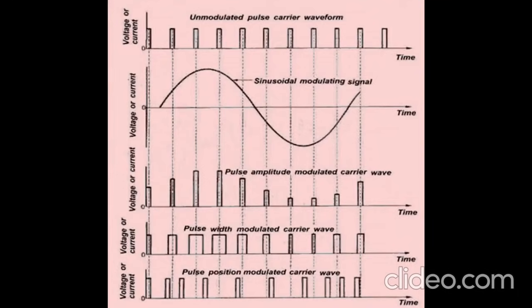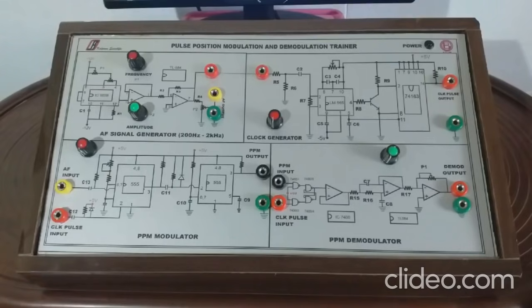Hello viewers, today we are going to perform the experiment of pulse position modulation and demodulation technique, which is generally used in digital communication systems. In this technique, the position of a predefined carrier pulse is modulated or varied in accordance with the amplitude of the modulating or message signal. We are going to perform this experiment with the help of a trainer kit.